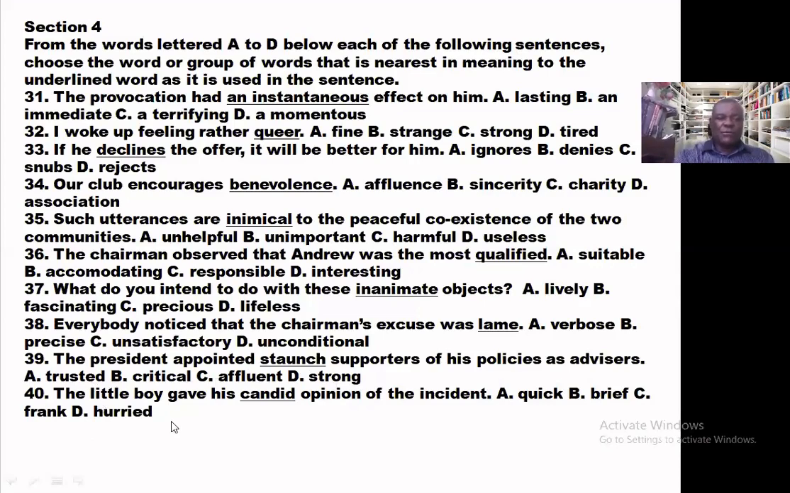40, the little boy gave his candid opinion of the incident. Candid, sincere, frank. A, quick, no. B, brief, no. C, frank, that's quite correct.